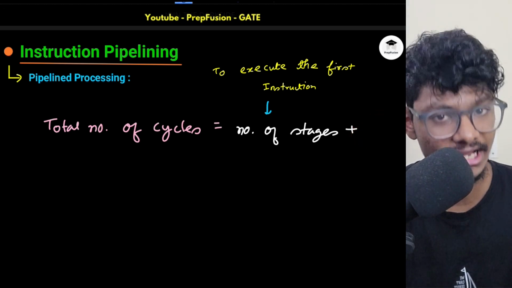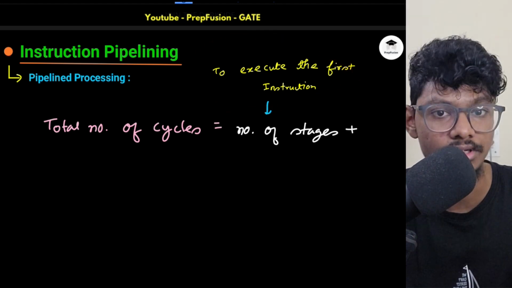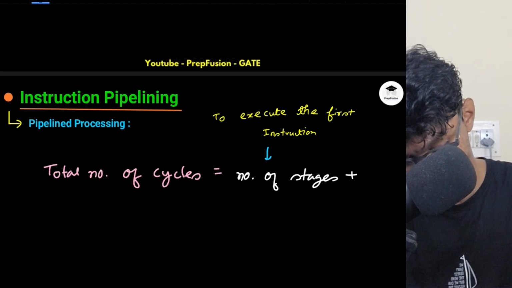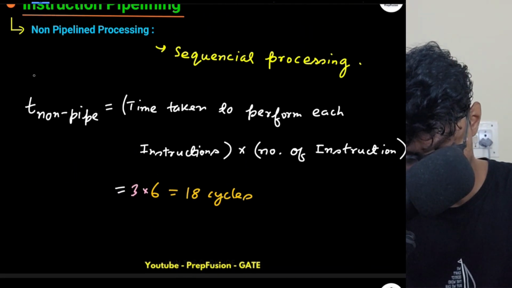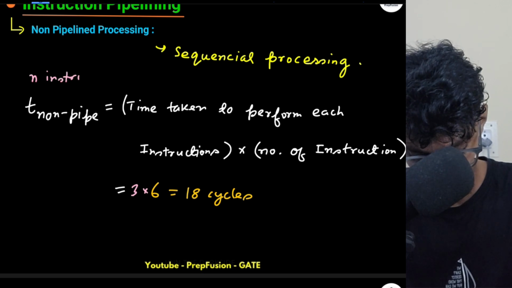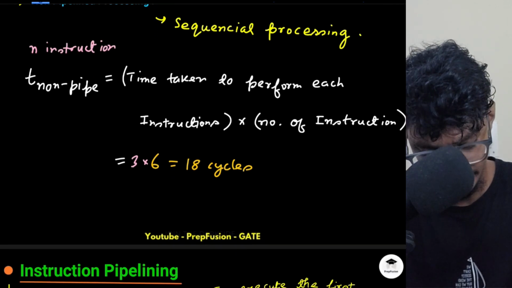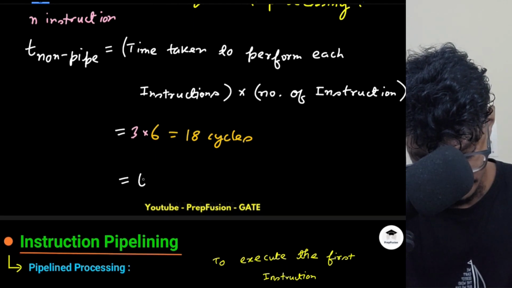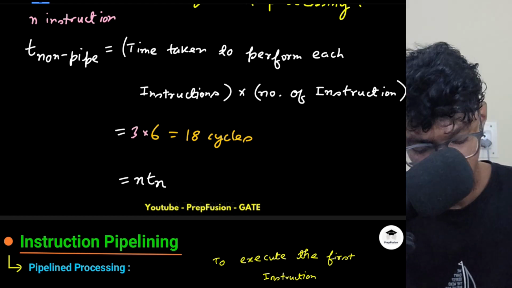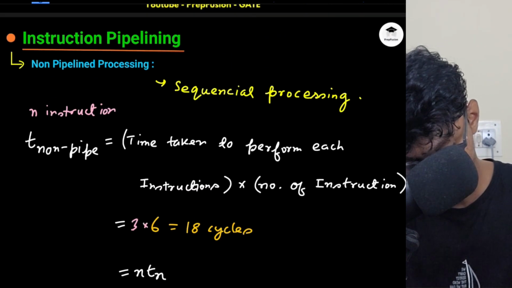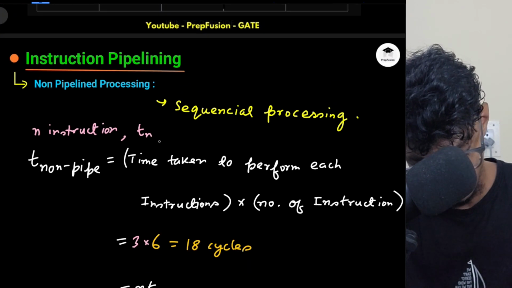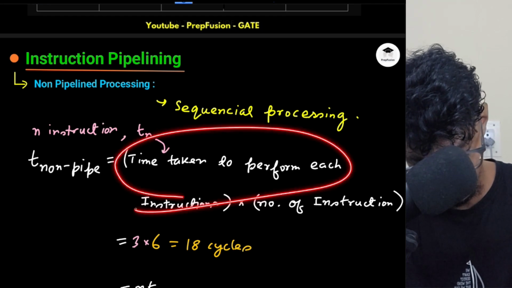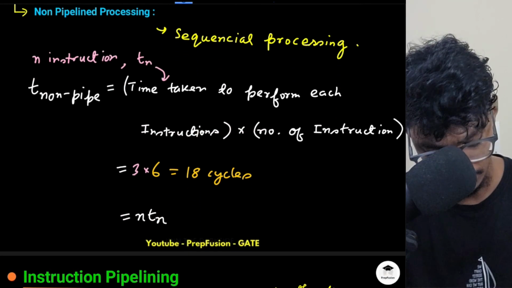So how many instructions are left? One instruction has already been executed. How many are left? Let's say I have n instructions. If I have n instructions, a non-pipeline system will take n into tn. This is my non-pipeline. What is this tn? tn is the time taken to perform each instruction, and I have n instructions, so it will be n tn.